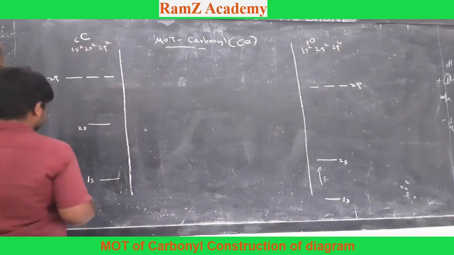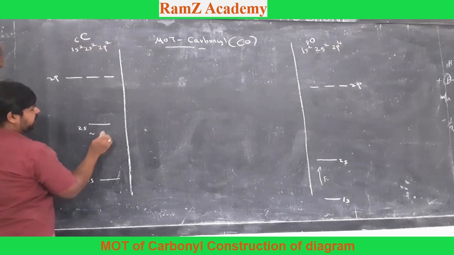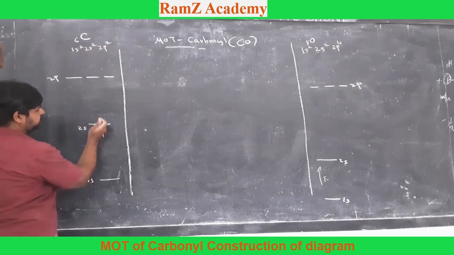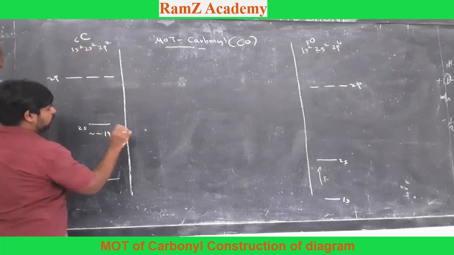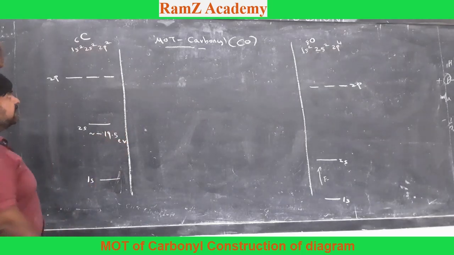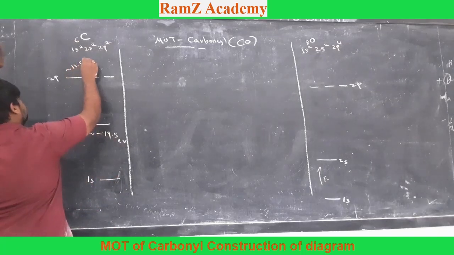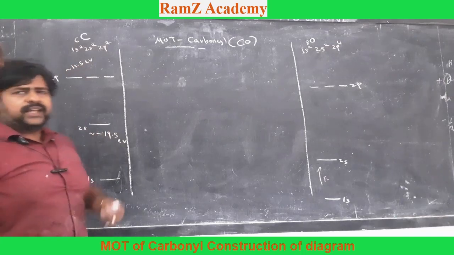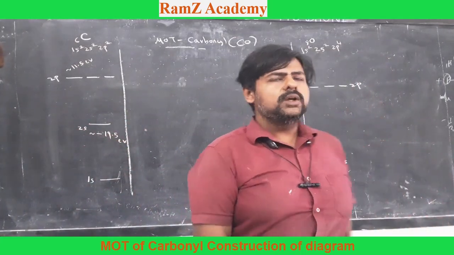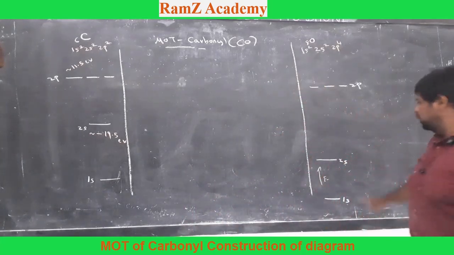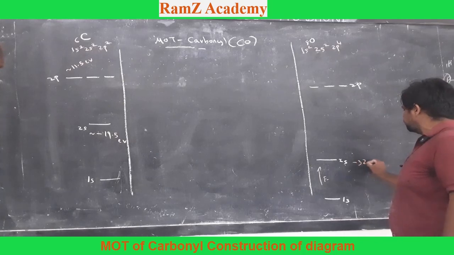So the 2s orbital of carbon has roughly an energy of minus 19.5 electron volt. This is the approximate value. Similarly, the 2p orbitals of carbon will have approximately minus 11 to 11.5 electron volt. Again, I am not very precise; I am just giving you an approximate value. Similarly, the 2s of oxygen has a value of minus 32 electron volt.